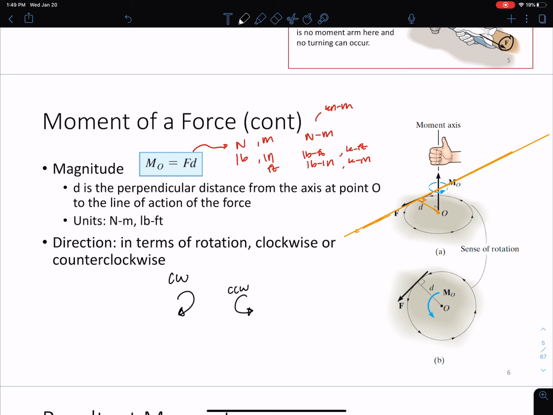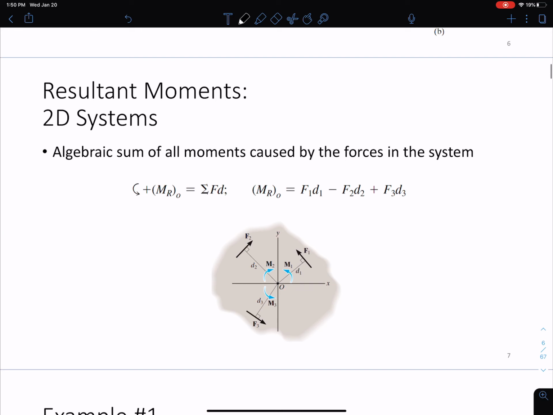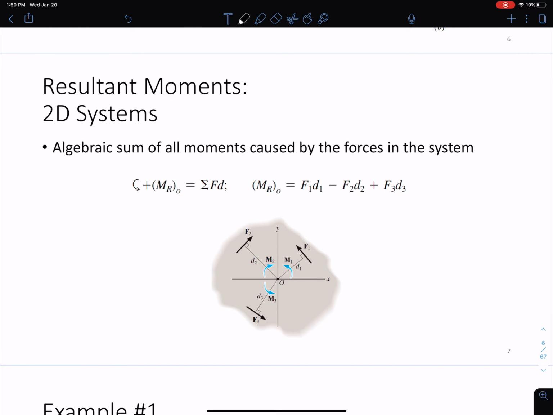Okay, we're also going to use the right-hand rule, so you can see here, this is a right hand showing the moment axis. We'll also use the right-hand rule primarily when we're dealing with 3D systems. Okay, so right now we're going to stick to 2D systems here.